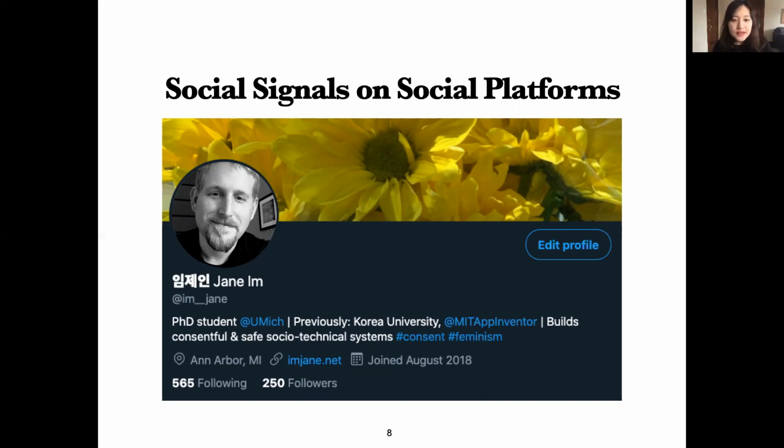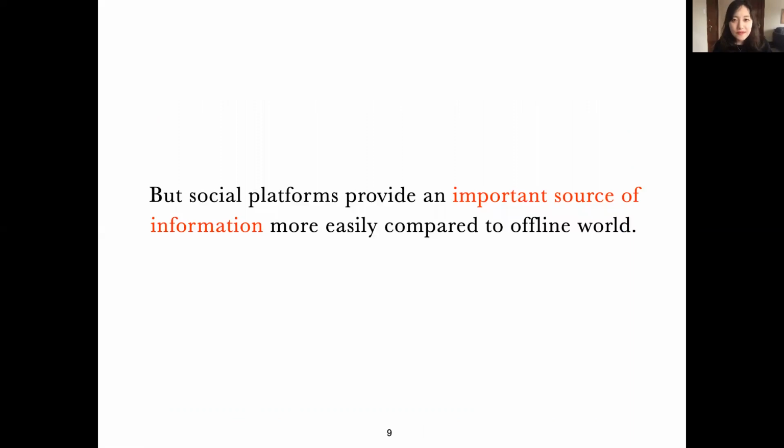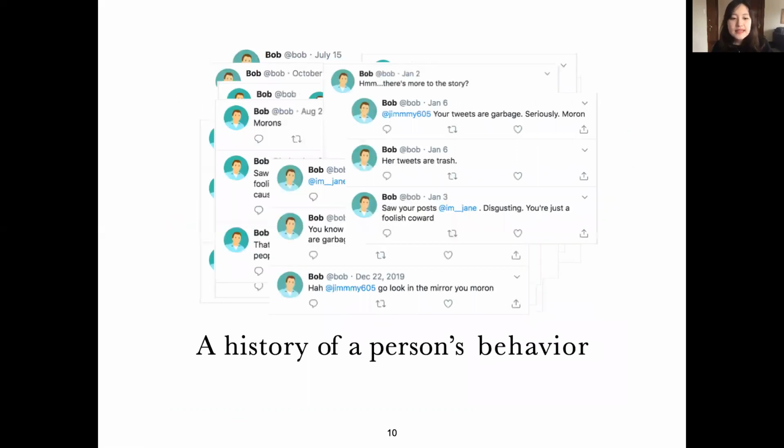So I guess I've been so far talking about things that social platforms aren't good at. But this paper actually started off by focusing on something that social platforms are better at than offline interactions. And that is, they provide an important source of information much more easily compared to the offline world. And that is a history of a person's behavior.